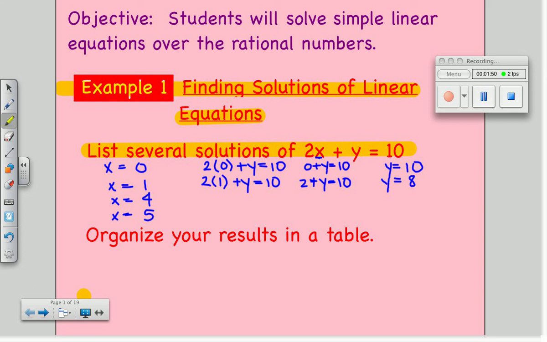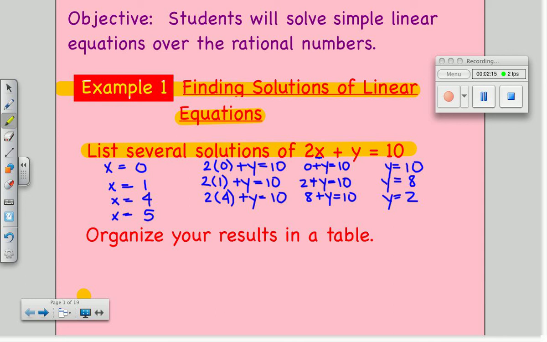What about when x is 4? 2 times 4 plus y equals 10. What's 2 times 4? 8. 8 plus y equals 10. What do I add to 8 to get 10? I add 2. 8 plus 2 is 10. So y has to be 2.